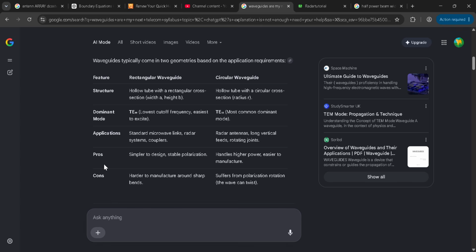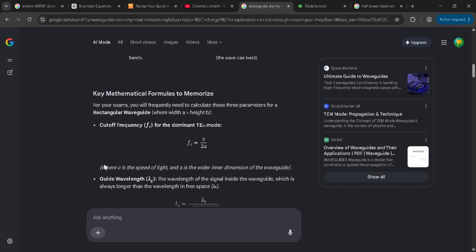Key mathematical formulas to memorize. The dominant mode for the circular waveguide is TE11. For your exams, you will frequently need to calculate these three parameters for rectangular waveguides. First is the cutoff frequency, fc equals c by 2a, where c is the speed of light and a is the wider inner dimension of the waveguide.